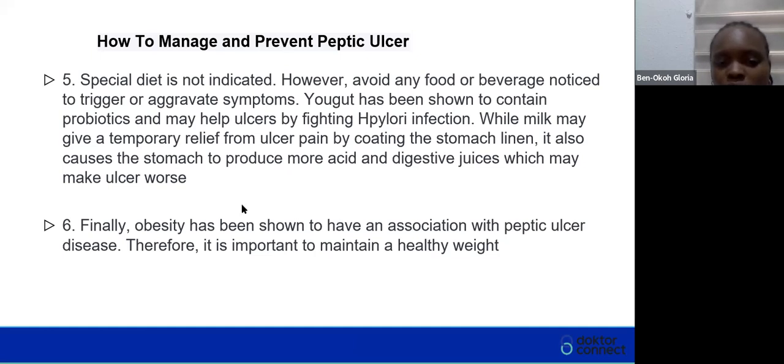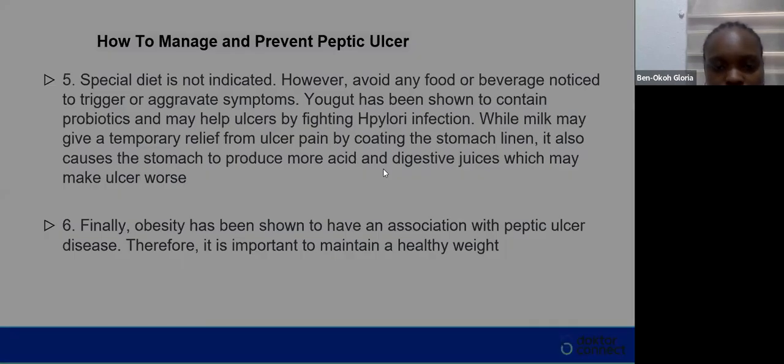And so finally, obesity. I think sometime last year, another doctor talked about the body mass index. Usually you classify obesity as a body mass index greater than 30. It just means the ratio of your weight to your height. It has also been shown to have an association with peptic ulcer disease. So it's always very important to maintain a healthy weight.